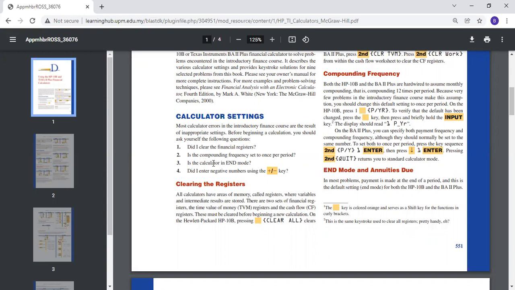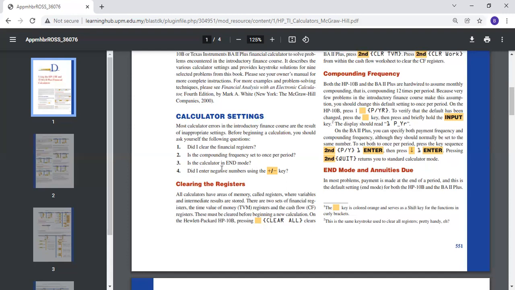Second, is the compounding frequency set to once per period? This one is very important. By default, the compounding period is set to 1. But if you already altered the setting, it will give you the wrong answer. So there are steps you can follow to change the compounding frequency to 1 per year.